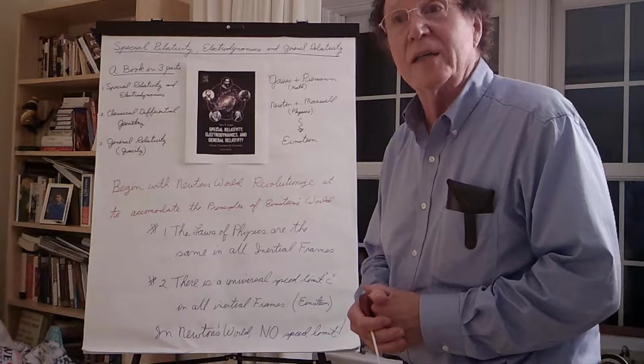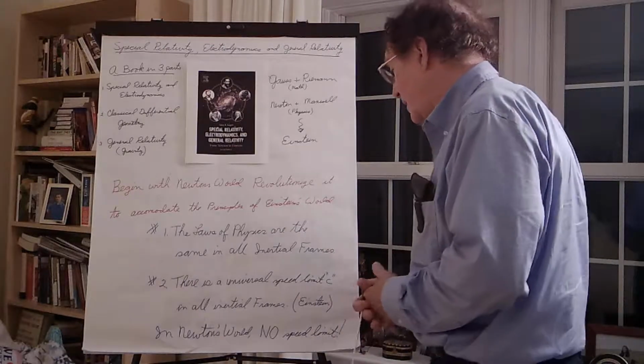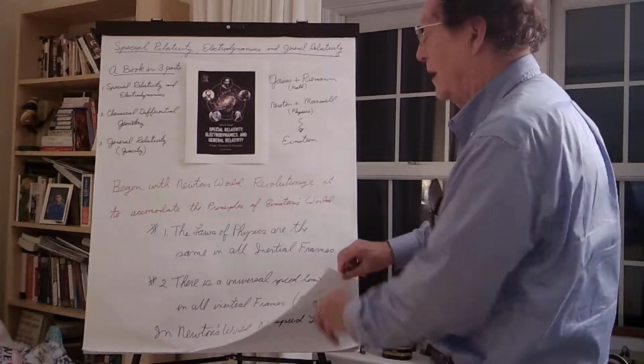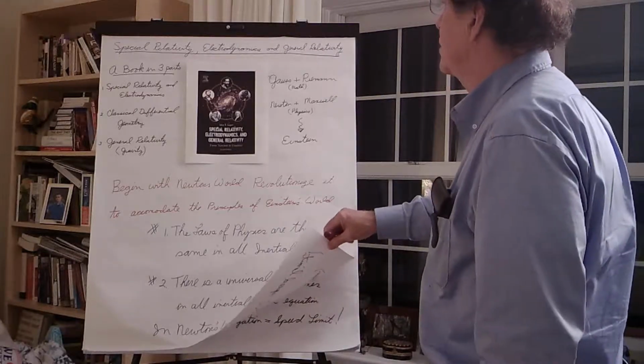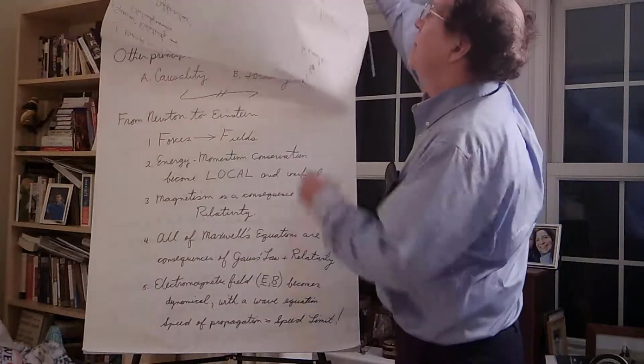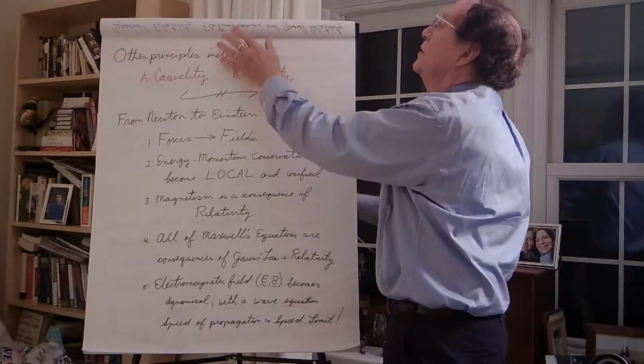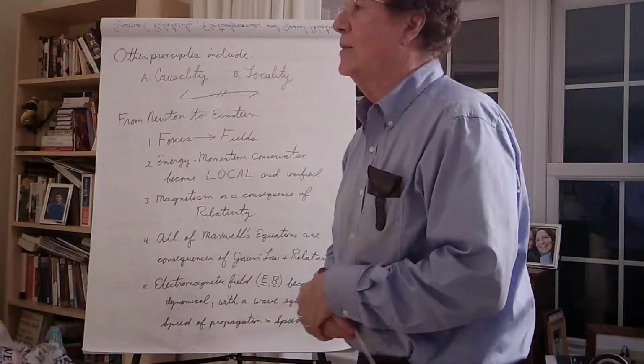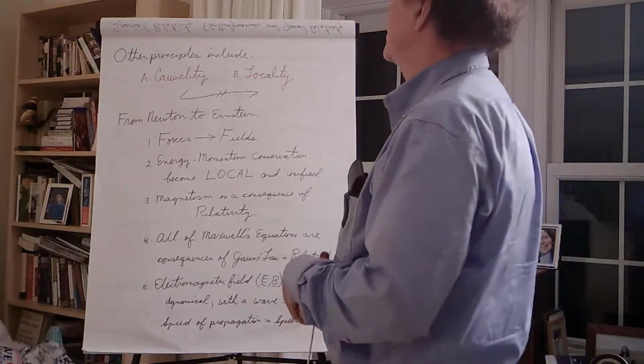By the time of 1900, there were indications that there was a speed limit, and Einstein took that perspective. He didn't refer to a speed limit. He referred to the speed of light, and the idea that it was the same in all inertial frames.